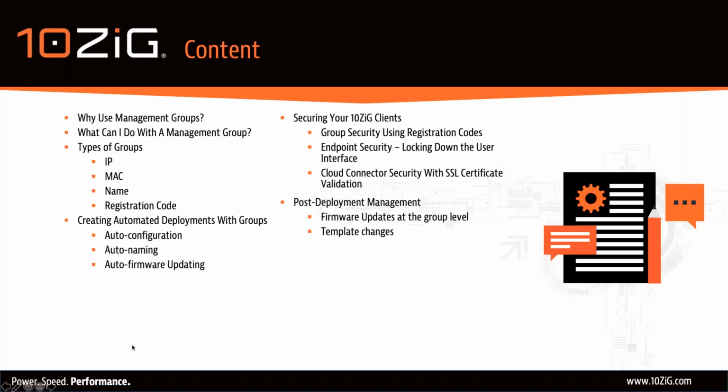The content that we're going to cover today: what is a management group and why should we use it? What do we want to do with the management groups? The types of groups that we have. How to create automatic deployments. This is important because this is how you get people up and running quickly. How to secure those deployments using group security, endpoint security, and SSL certificate security. And then post-deployment management. What can we do with them after we've deployed the units?